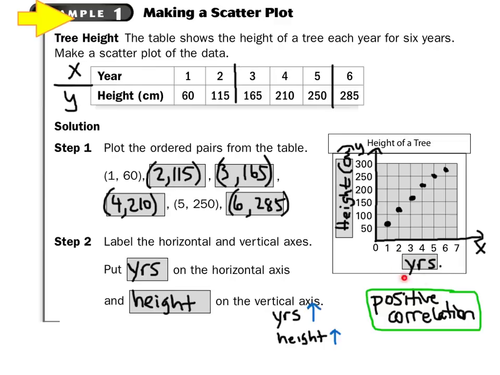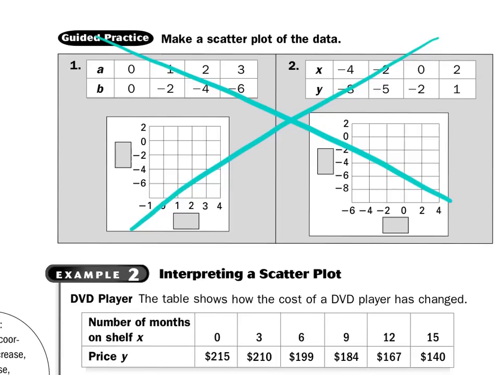Another way to look at it is just take the years and take the height and then let the years increase. So as a tree gets older and older, it's going to grow taller and taller. So the arrows match. So that's another way to show me that it's positive, it has a positive correlation.